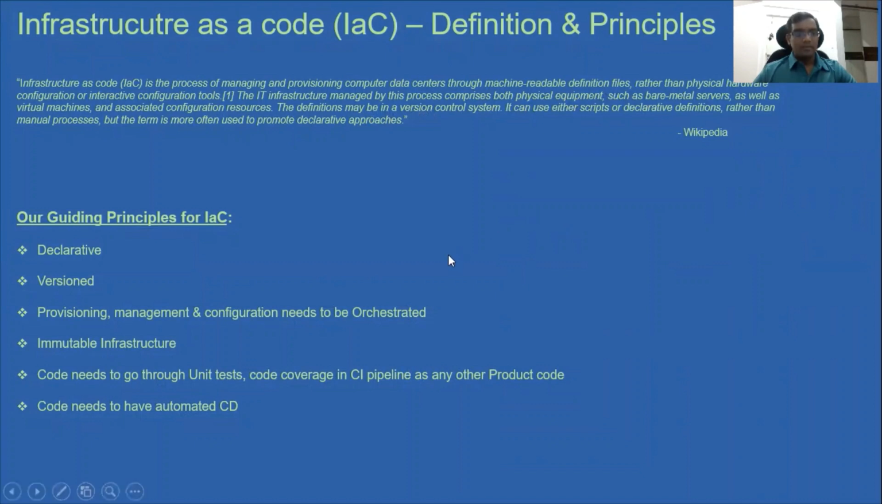We have incorporated the basic principles for infrastructure as code. Infrastructure as code needs to be declarative, which helps any developer or DevOps engineer to define the resources. It needs to have semantic versioning as any other regular code. It should have an orchestration layer for provisioning, management, and configuration.